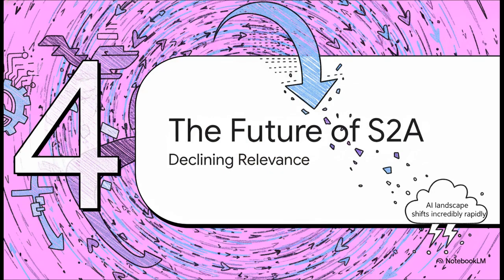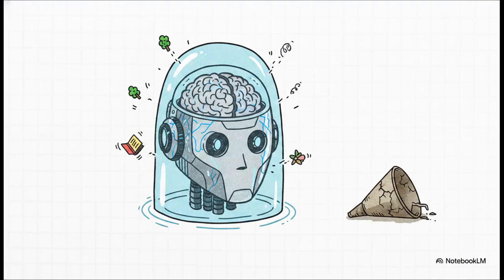Section 4. The future of S2A. Now, let's pivot and look at where this technique actually stands today, because as we all know, the AI landscape shifts incredibly fast. Okay, here is the massive twist to our story today. According to the source material, System 2 attention is actually becoming obsolete. Crazy, right? Why? For a few practical reasons.